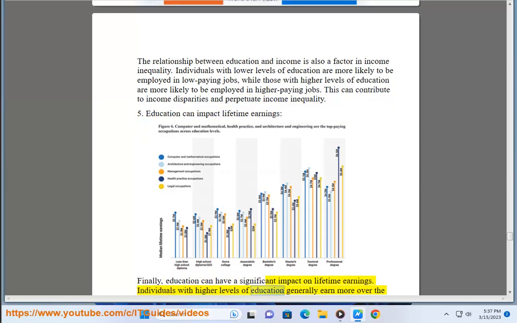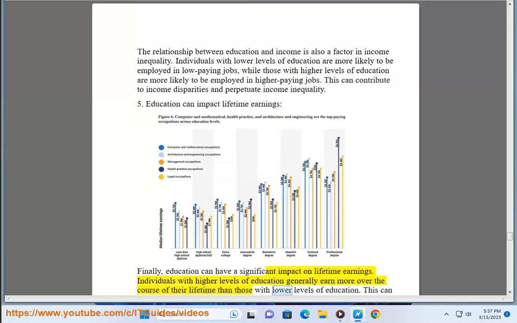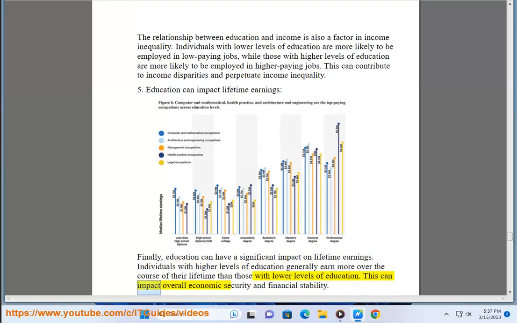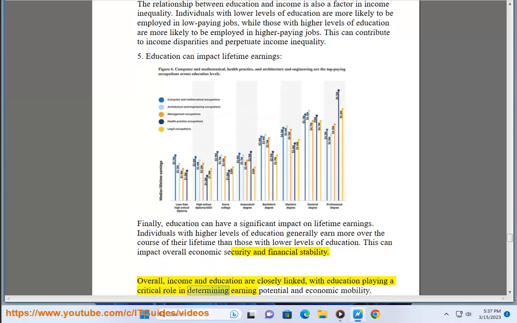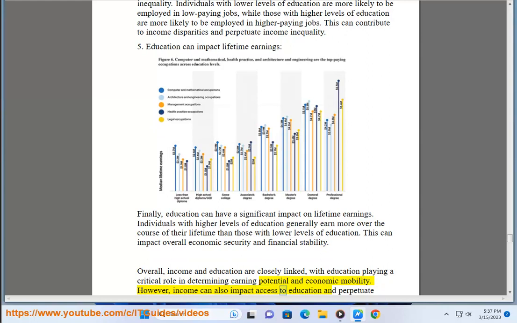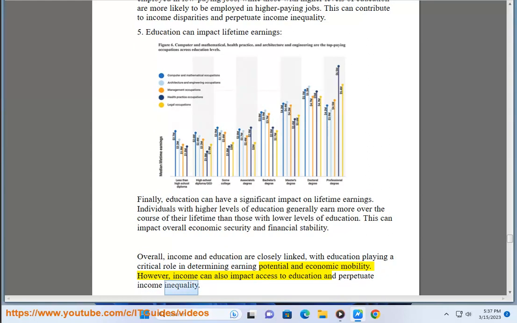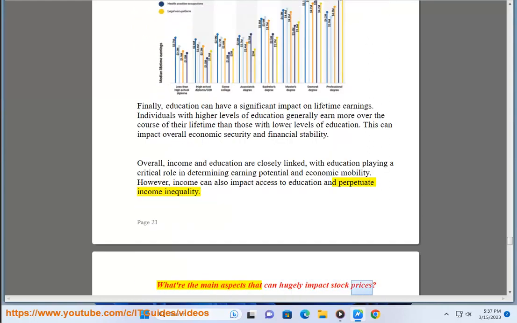Individuals with higher levels of education generally earn more over the course of their lifetime than those with lower levels of education. This can impact overall economic security and financial stability. Overall, income and education are closely linked, with education playing a critical role in determining earning potential and economic mobility. However, income can also impact access to education and perpetuate income inequality. What are the main aspects that can hugely impact stock prices?